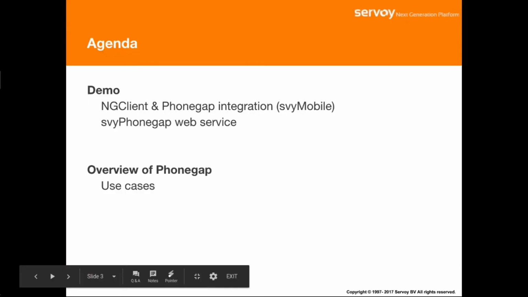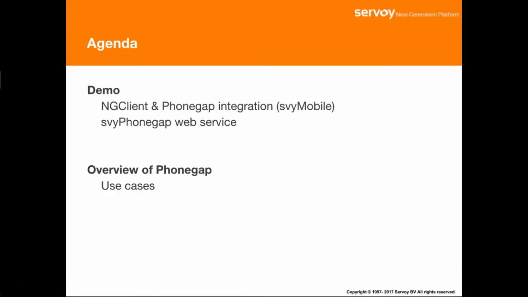So just a bit of our agenda for today. We're going to start out with the demo of the NG client for mobile devices. And following that, we'll look at how an application like this can be built using Servoy. We'll also look at how to integrate some of the hardware elements of a device, such as a camera or GPS. And we'll do a little bit of an overview of PhoneGap and some business use cases. So with that said, let's start with the demo.